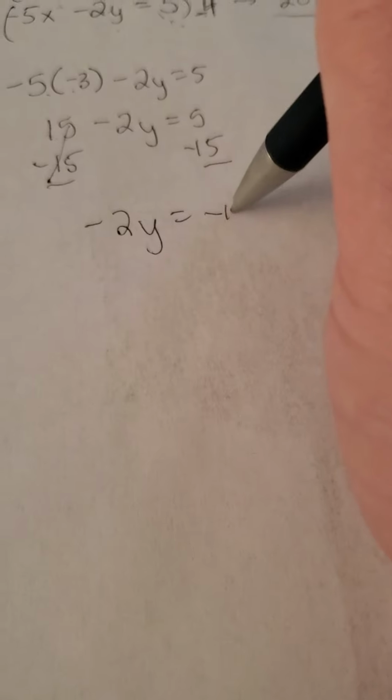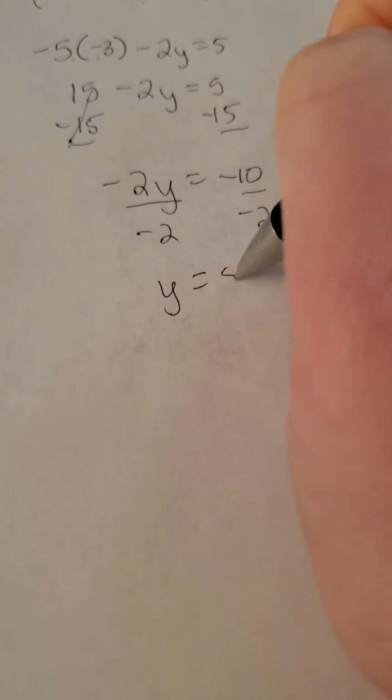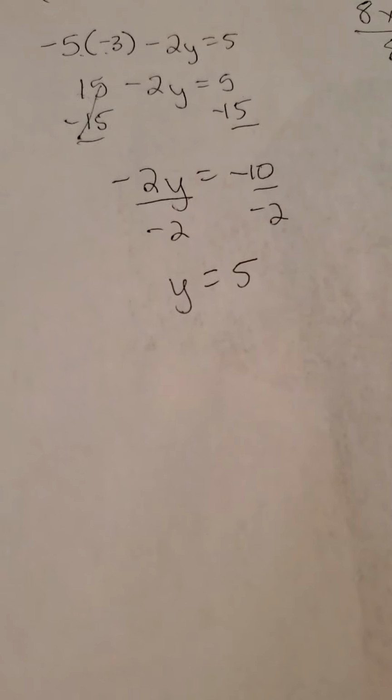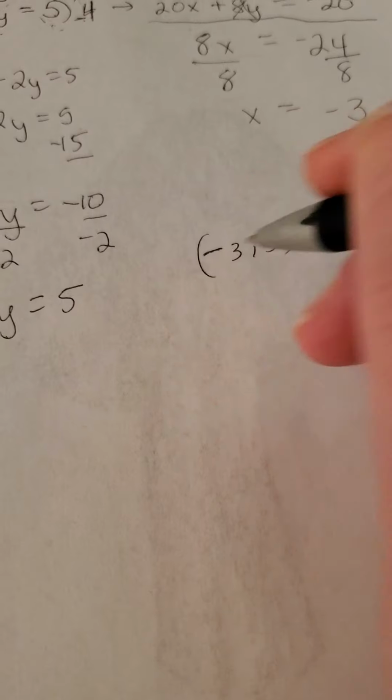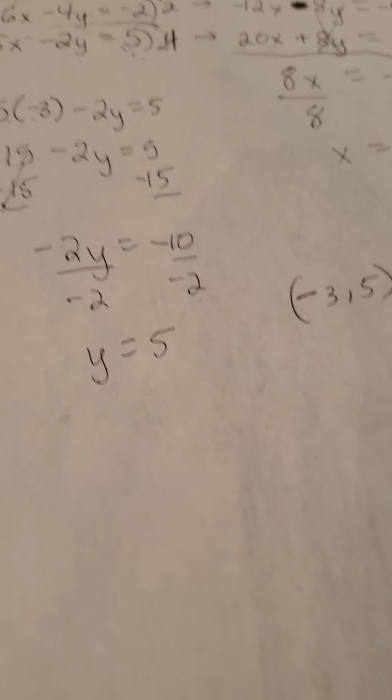Now, whenever I solve, I got to do minus 15 from each thing. Remember, this is a positive 15 already, so I got to do the opposite. So that's gone, and I got negative 2y. 5 minus 15 is a negative 10. Divide by a negative 2. Negative 10 divided by a negative 2 gives me y equals 5. So my solution then is negative 3, 5. And I can plug in and make sure that's true.